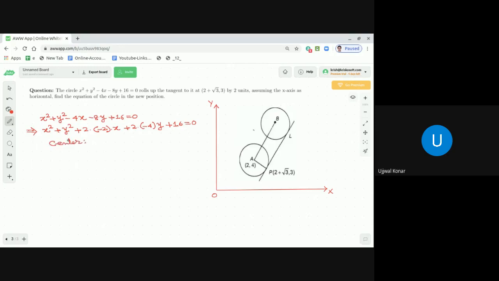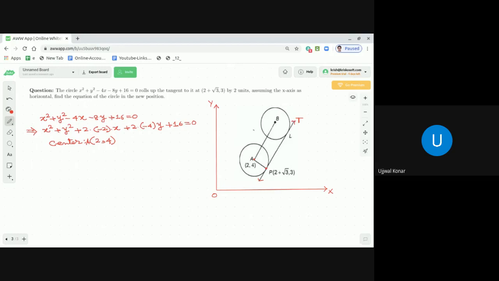The coordinate of the center is the point (2, 4). Let's assume that the center is at the point A. Now (2 plus root 3, 3) is a point P here. So that is the tangent. What will be the tangent? You see, this is the equation of the tangent. If you take this tangent as T, so this is the tangent, as you see in that line.